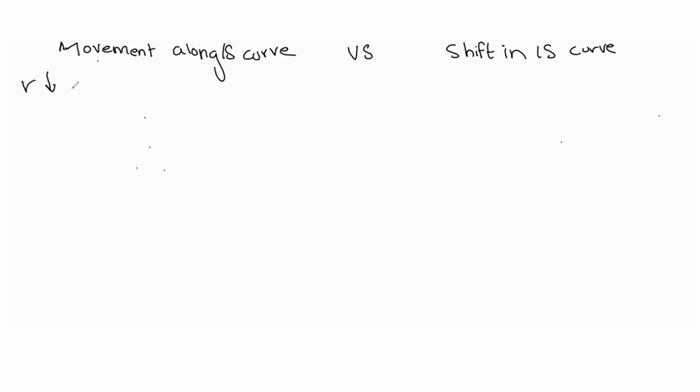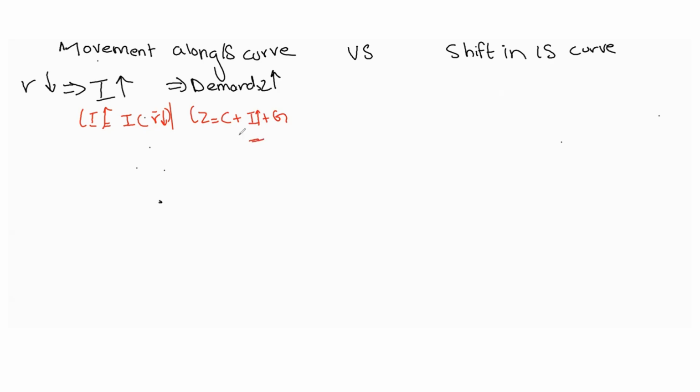Say R decreases, that causes investment to increase. Why? Because we know that investment negatively depends upon R, there's a negative relationship. So as interest rate goes down, investment goes up because interest rate represents the cost of borrowing. Now when investment increases, demand Z increases. That is because we know Z is made up of C plus I plus G in a closed economy. So if I goes up, Z is also going to go up.